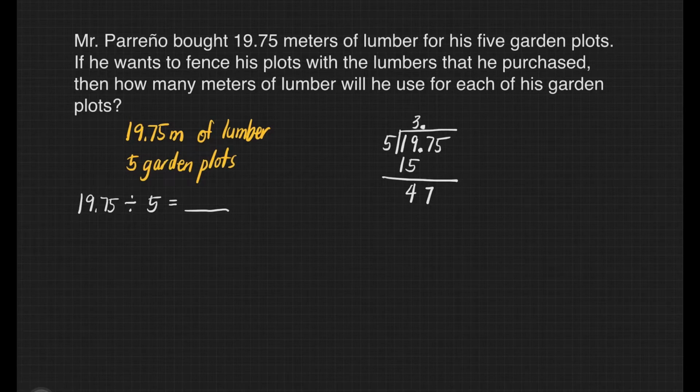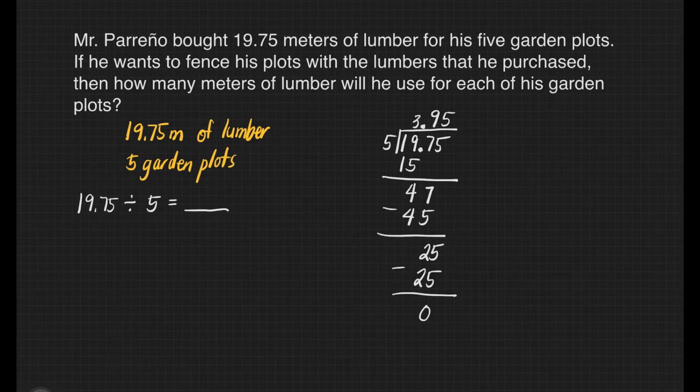Let's go back to our division. How many 5s are there in 47? There's 9. 9 times 5 is equal to 45. Then subtract. 7 minus 5 is equal to 2. 4 minus 4 is 0. Bring down 5. How many 5s are there in 25? There's 5. 5 times 5 is equal to 25. Then subtract. 25 minus 25 is equal to 0. Our answer is 3 and 95/100.